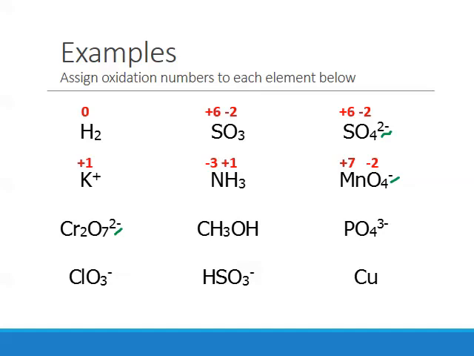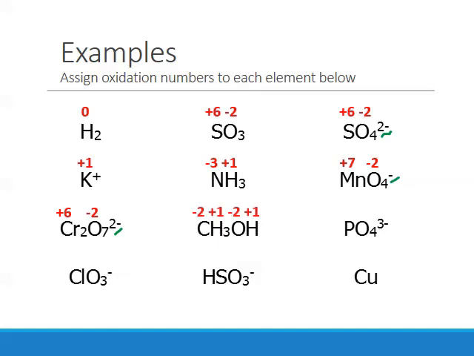Those 12 positives, though, are divided this time over 2 chromiums. There's 2 Crs in the formula, so each of the chromiums would be +6. And double check, 2 times 6 is 12, 7 times -2 is -14, 12 and -14 give me the -2 charge. Methanol, the H's are +1, the O is -2, so the carbon there must be -2.